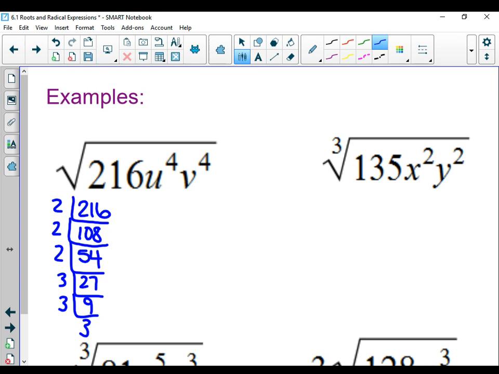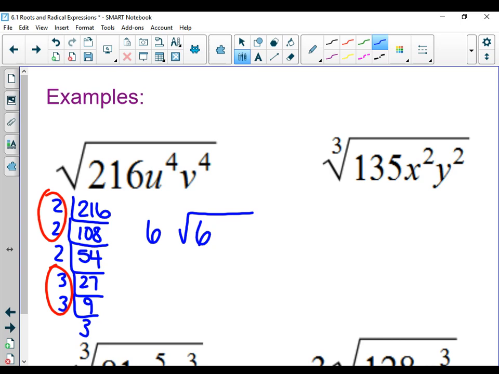So I'm back to a square root, which means 2 of a kind. So I have a 2 and a 3 that comes out. And I have a 2 and a 3 that stays in. Okay?